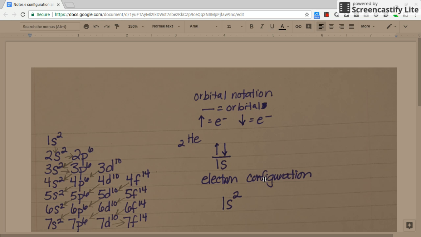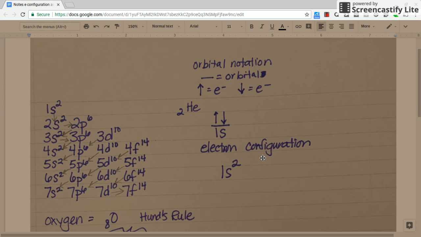These are the notes for Wednesday, November 15th. We talked about orbital notation and electron configuration. This over here is your diagonal diagram. This is the order in which electrons fill the sublevels.